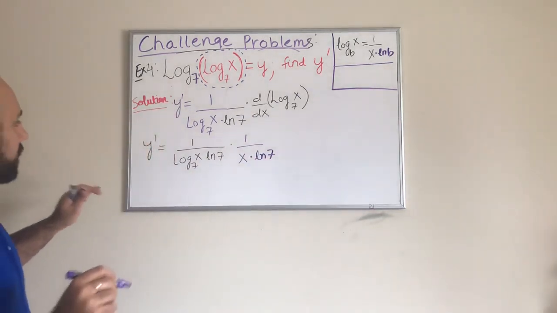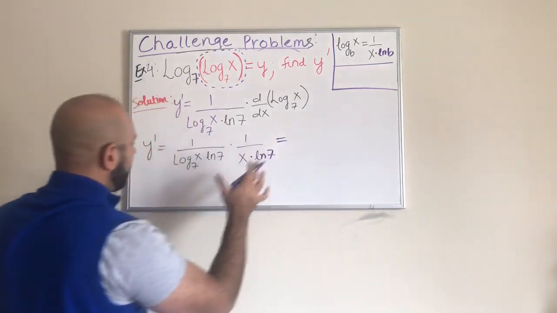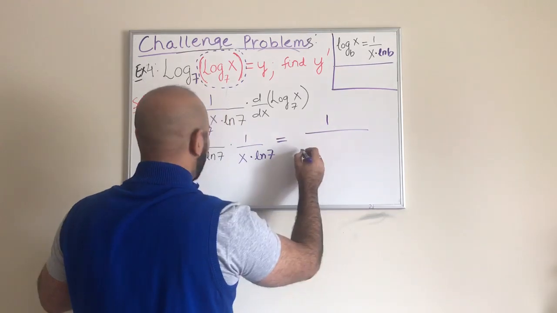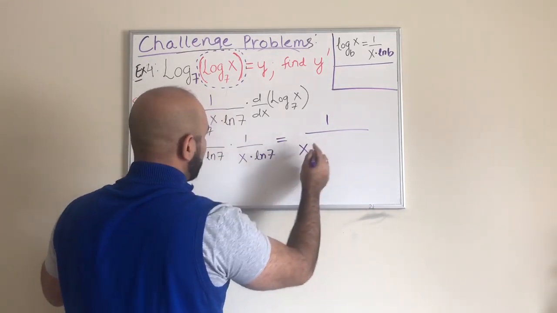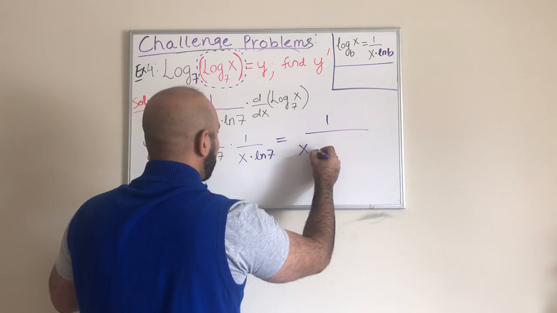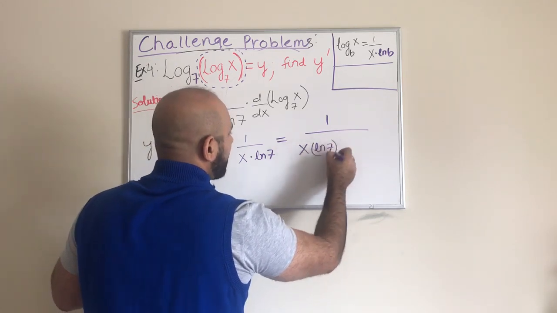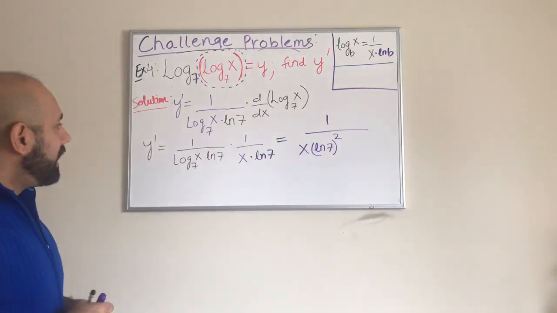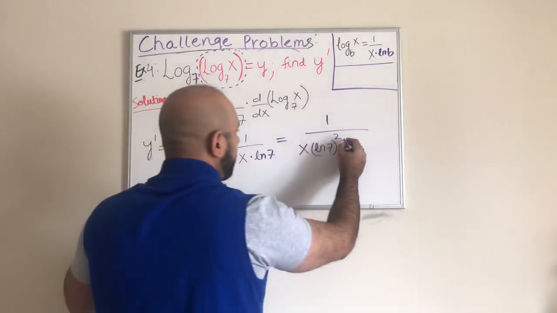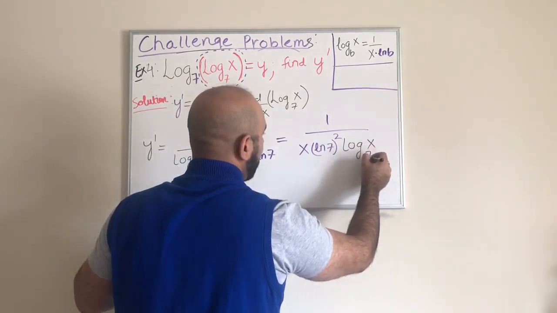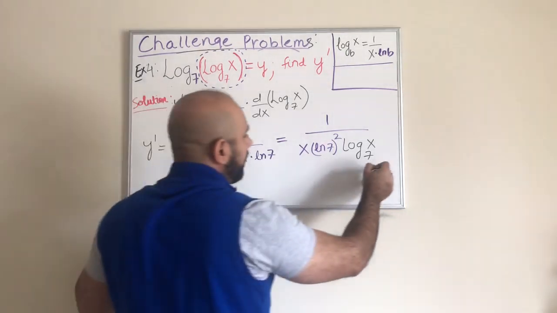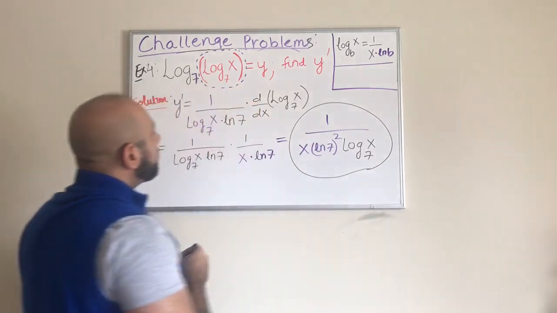So that is the best we can do here, but let us simplify or write it a little bit in a slightly different way. Guys, 1 times 1 is just 1, and then downstairs we can rearrange things. It's going to look like x times ln of 7, and I can square this, ln 7 times ln 7, we can write this as ln 7 squared, and then I have my log x base 7. Guys, this is the best we can do here, so I'm going to leave the final answer like this.